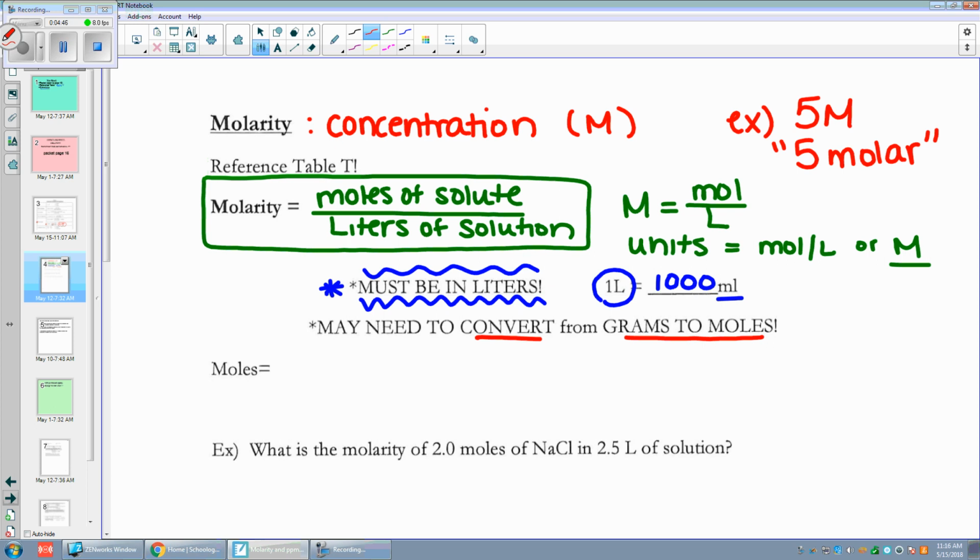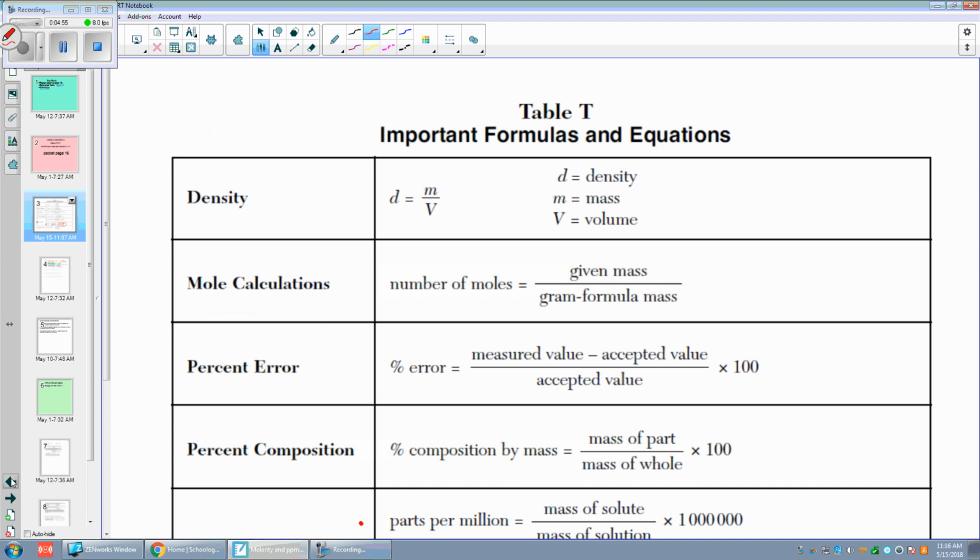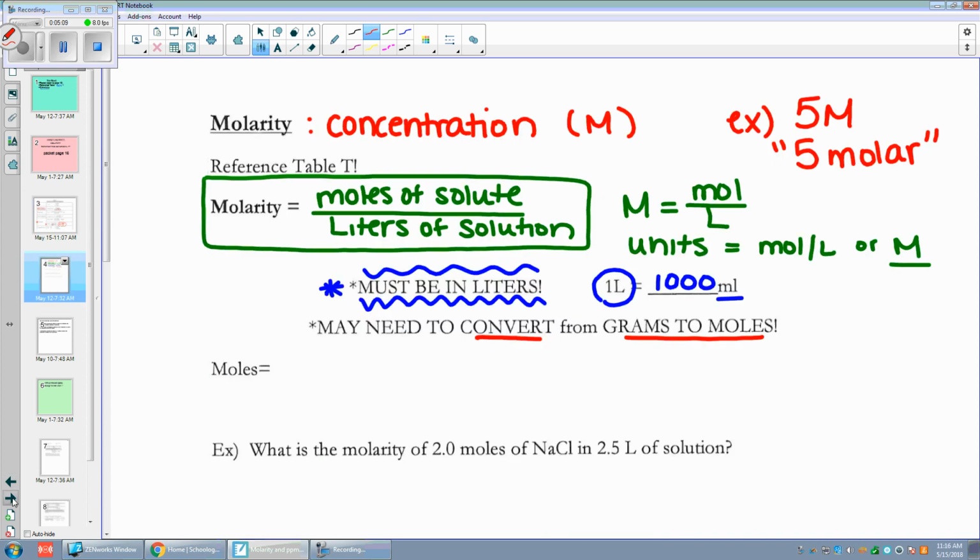So let's go back to our table T. Flip back there now. I want to look for my mole calculations. Here's my mole calculations. Remember, moles is your given mass all over your gram formula mass. That will be very important. So let's write that here. Moles is your given mass, I'm just going to write mass, over your gram formula mass. Remember, gram formula mass is when I add up all of the masses of every element and I get that combined mass.